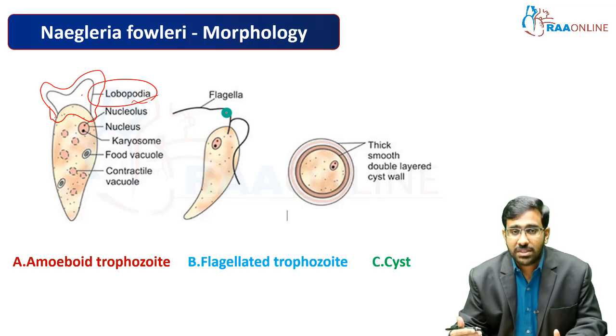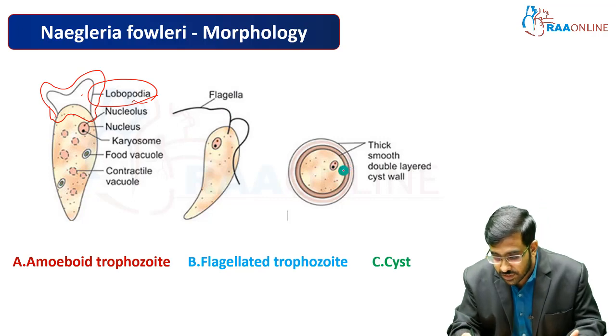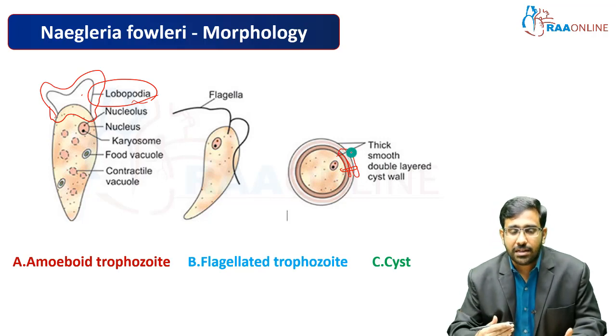Another form is going to be the cyst. Whenever there is an unfavorable environment for the trophocyte form, the trophocyte will become something called a cyst. The specific morphological form of this cyst is the double layered cyst. If you closely see, there is going to be a double layer. This is a classical example of a cyst seen in Naegleria fowleri. So again, we are going to see three morphological forms in Naegleria fowleri: one is the amoeboid trophocyte form, then the flagellated trophocyte form, and then we have the cyst, which has a double wall.